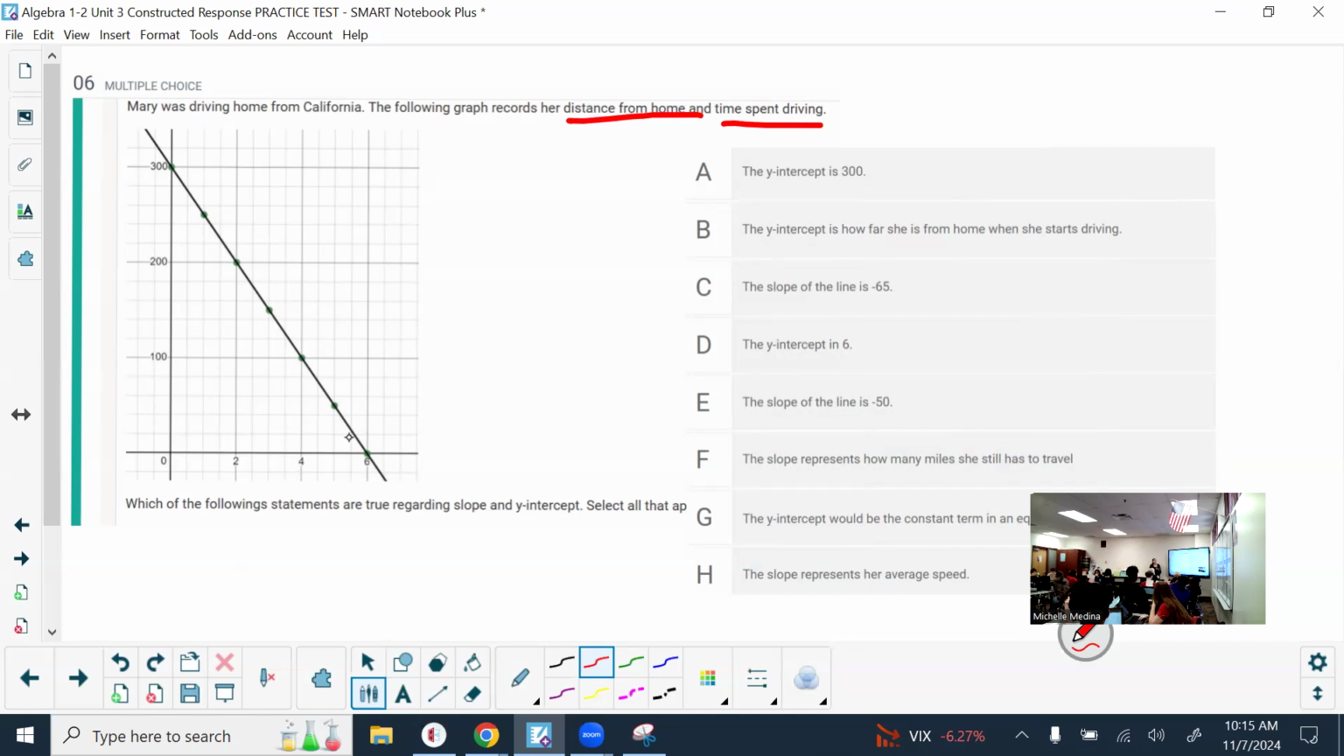Okay. I mean, we don't know how far our home is from California, but typically when we're labeling axes, what's independent goes on the x-axis and what's dependent goes on the y. So between distance and time, what is something that you can't really change?